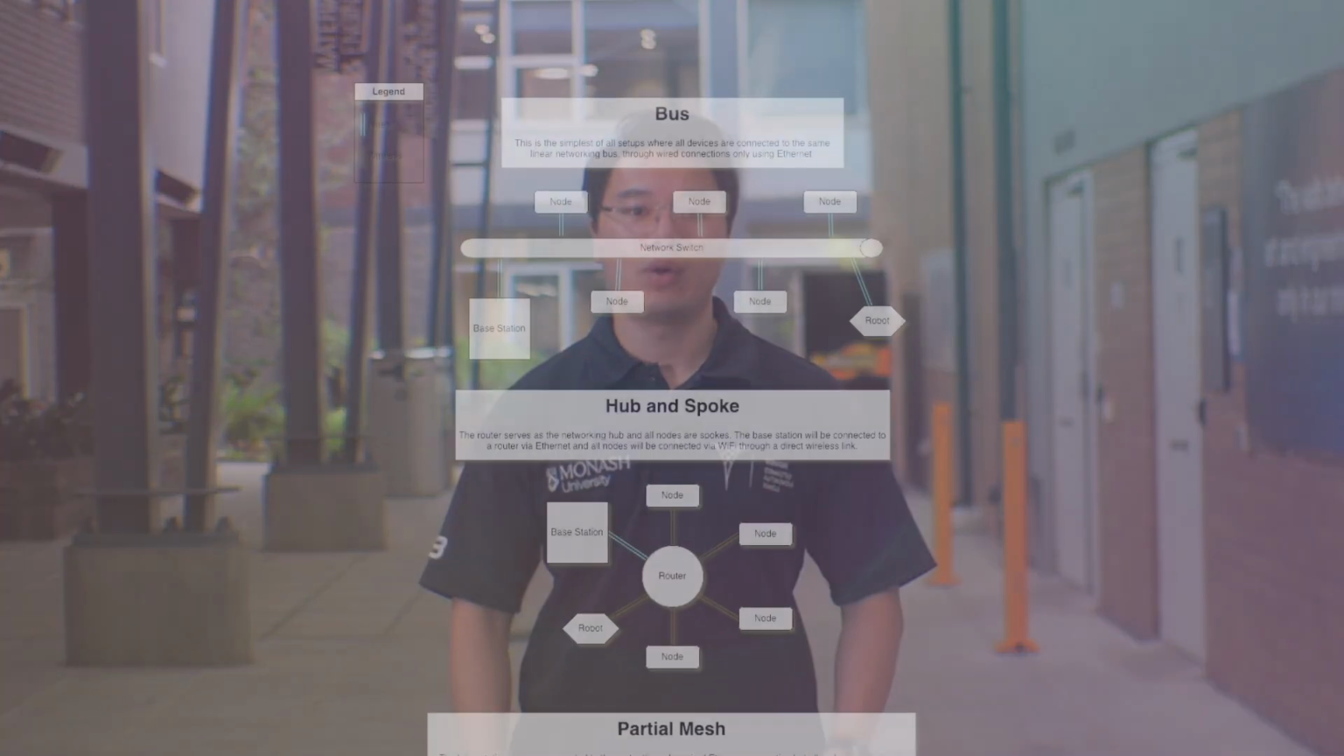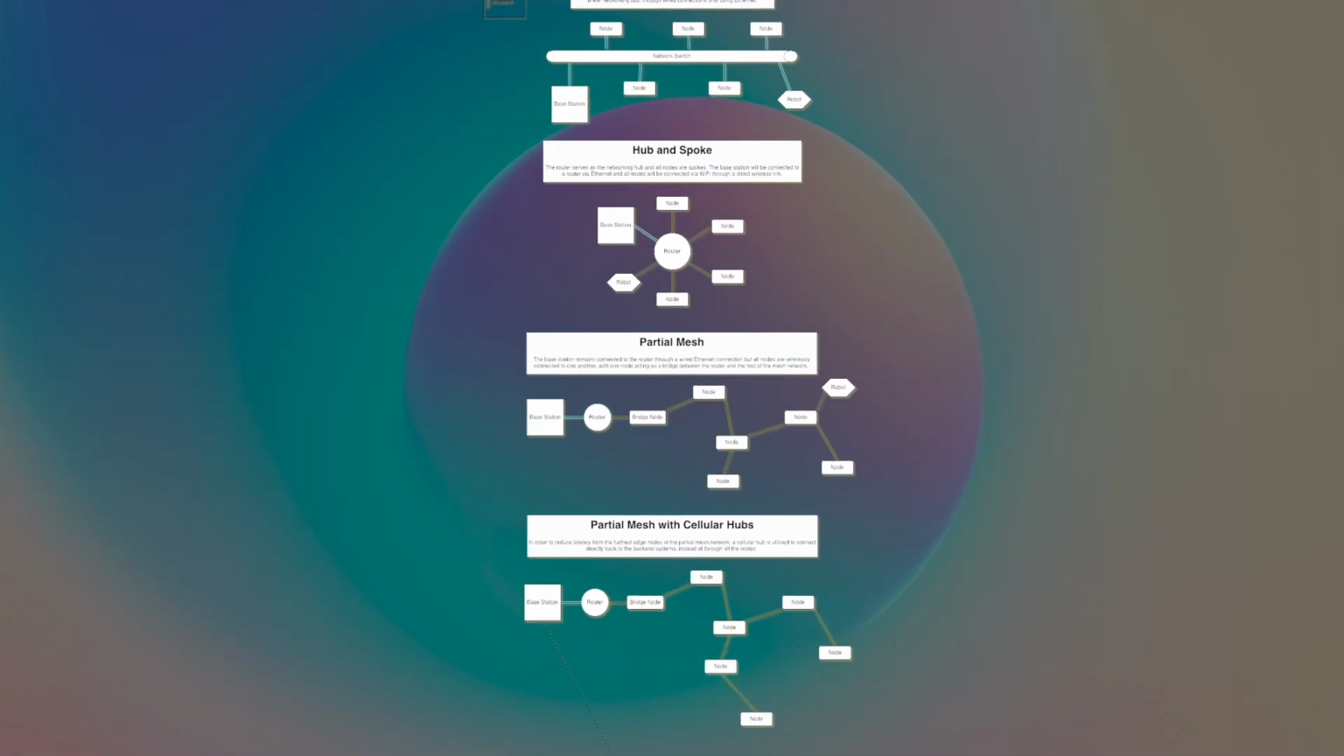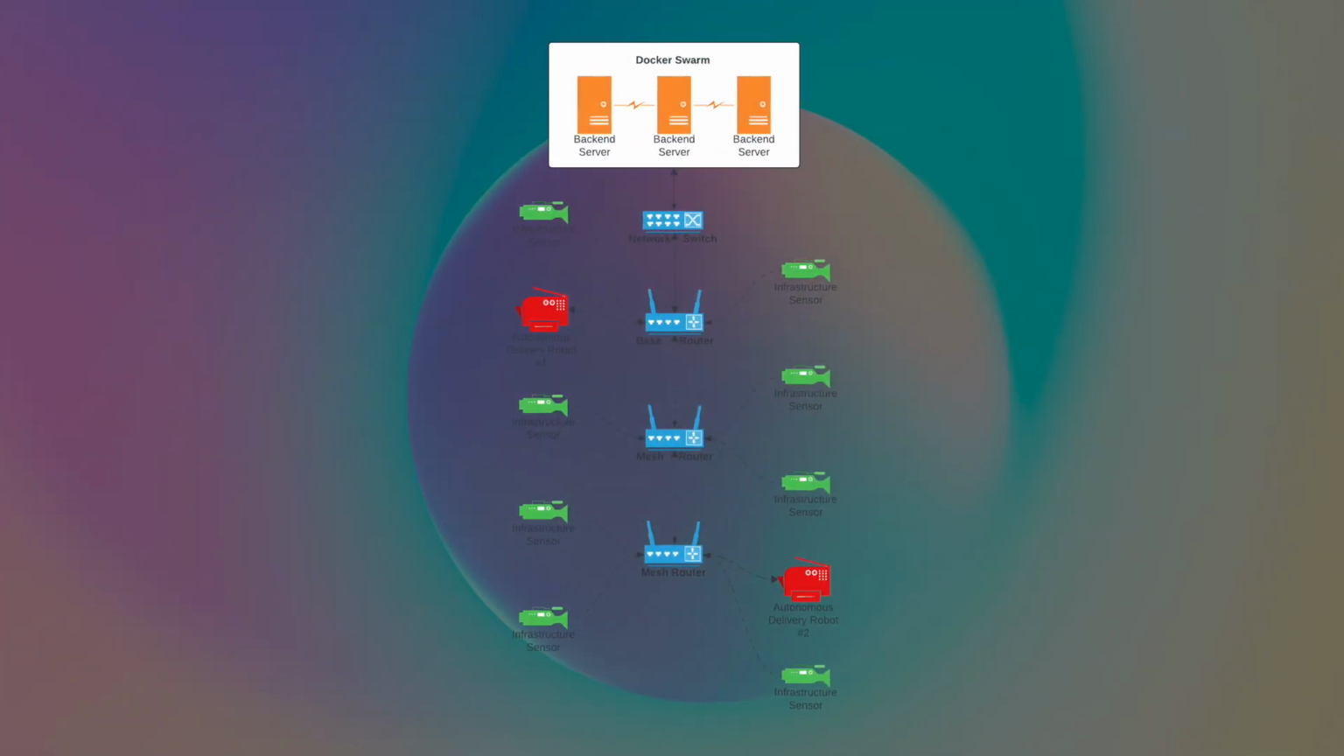Next, we explored different network topologies before settling on a partial mesh network, which proved ideal for a fleet of ground robots. This design allows for efficient communication between robots and ensures reliable data transfer at a lower cost.